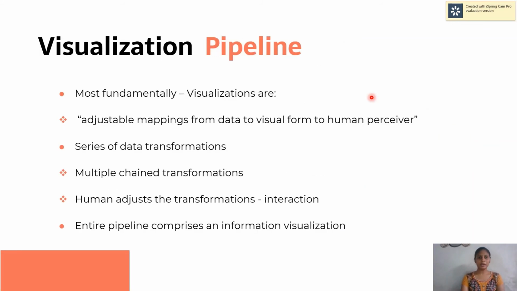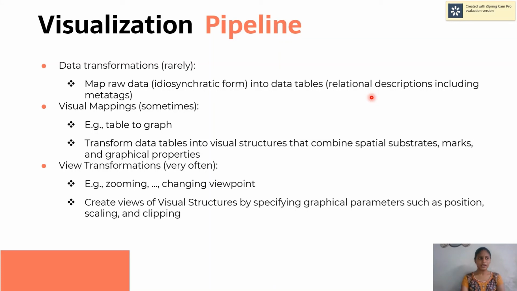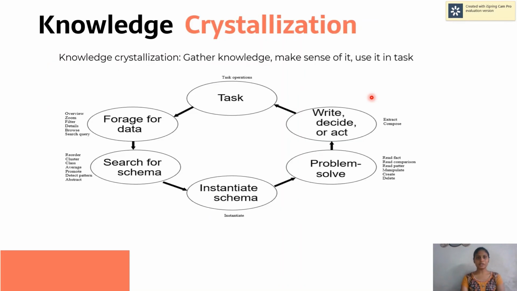Visualization pipeline: most fundamentally, visualizations are adjustable mappings from data to visual form to the human perceiver, a series of data transformations, multiple chained transformations. The entire pipeline comprises an information visualization. Data transformations means we are changing the raw data into data tables. Next, visualization mappings means we are transforming the data tables into visualization structures. View transformations means we are applying filter options and zooming options. Next, moving on to knowledge crystallization.